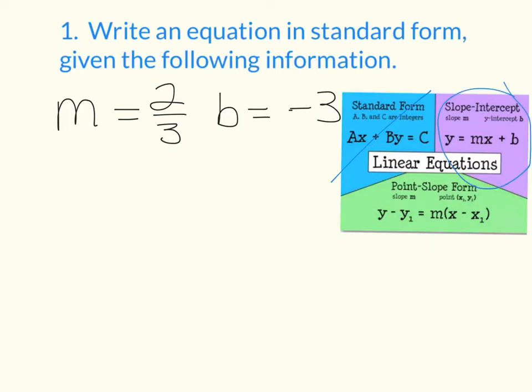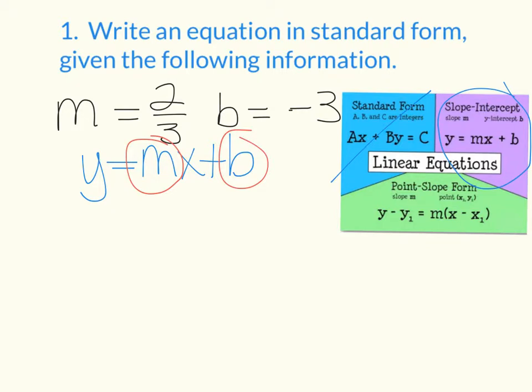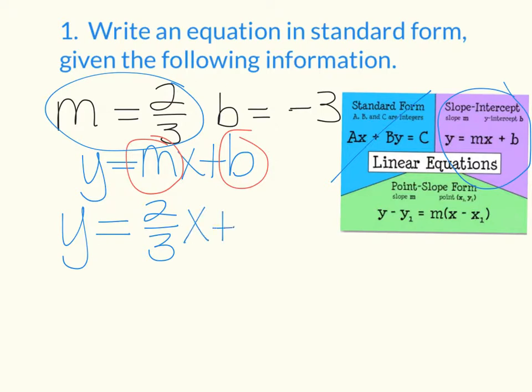Okay, so we have y equals mx plus b, and we're going to sub in what we know. We know what our m is and our b is, so we're going to go ahead and plug in those numbers. So y equals, and instead of m, I'm going to put what m equals, which is 2/3. Bring down the x, plus b, which is -3.